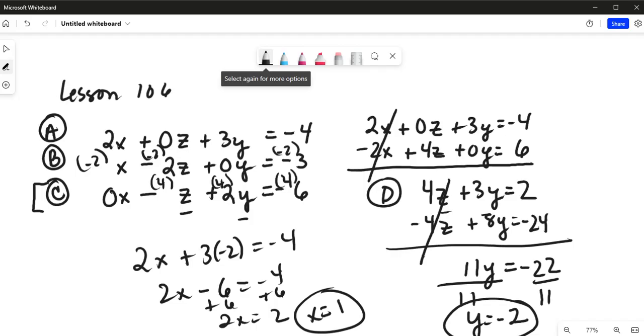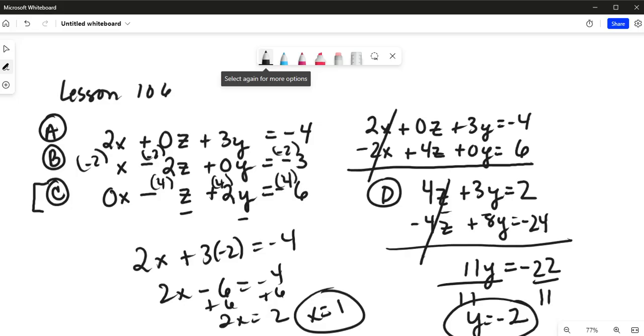So you're going to use two of the equations to eliminate one of the variables, and then use the third equation with that last equation in order to eliminate another variable so that you can solve for all the variables.